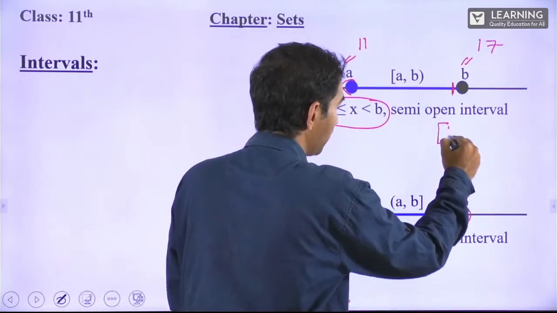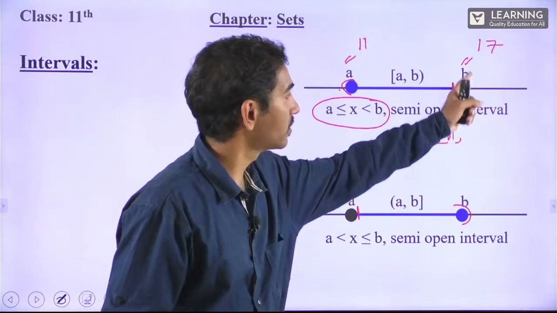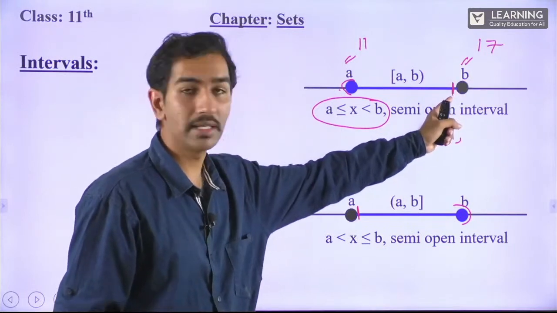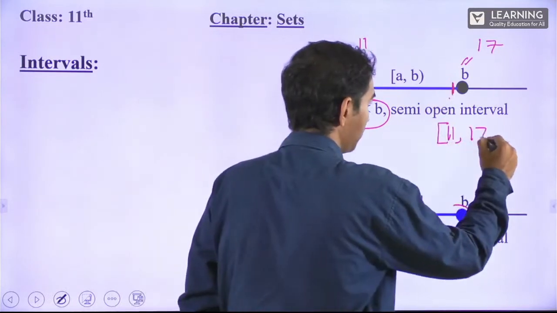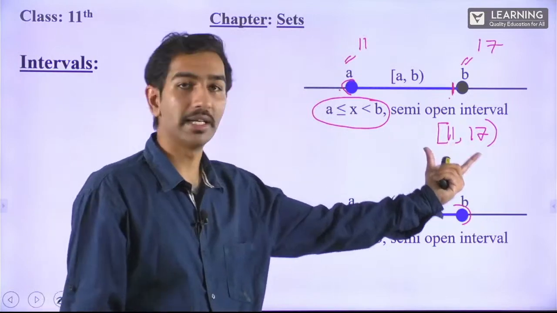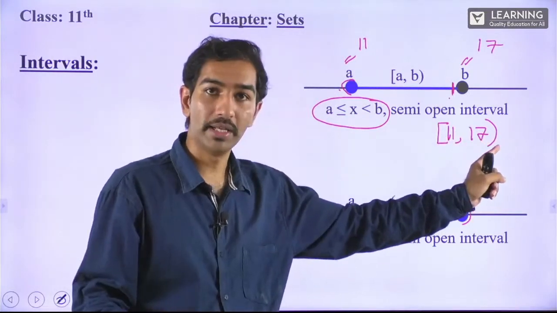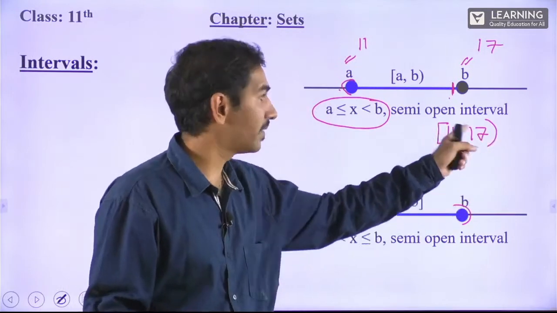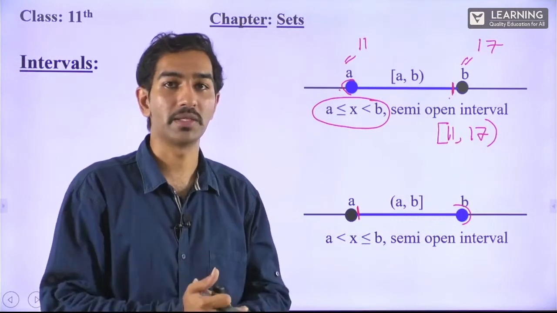So how do you represent that? Square bracket 11, comma. Are we including 17? 17 we are not including because the color is stopping there. So 17 with the curved bracket. What do you understand when you see it like this? 11 is included, but 17 is not included, and the values between 11 and 17 we can include as well.